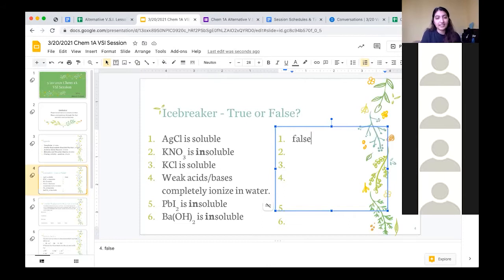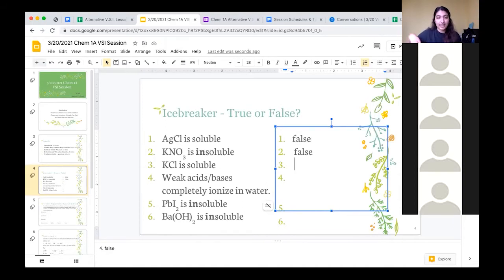Okay, the next one is KNO3 is insoluble. Pratik says false. Yeah, you are all right. This one is also false. All nitrates are soluble, so that's just something to remember.